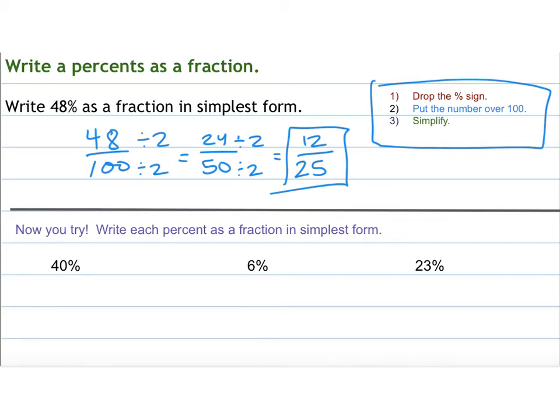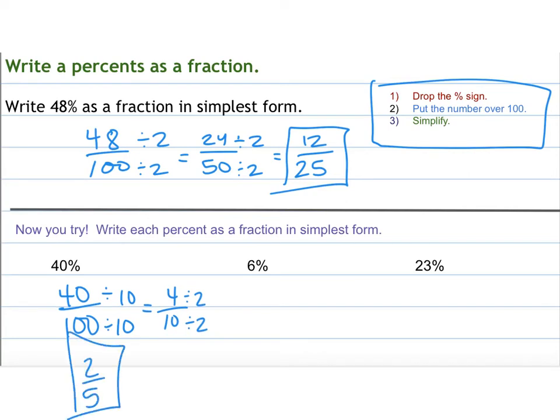40%, again, percents are always out of 100. Those are both even, so I know they can be divided by, actually, I know that they're both divisible by 10, which would be 4/10. Those can both be divided by 2, which would be 2/5. If I had just divided by 20 from the beginning, it would have simplified right away to the very end.